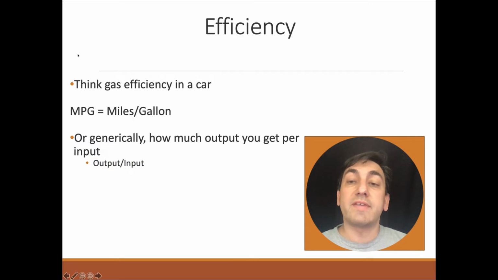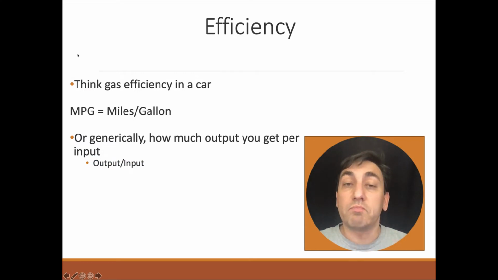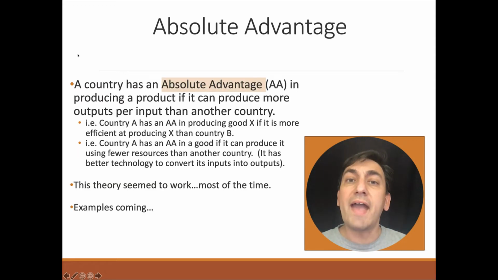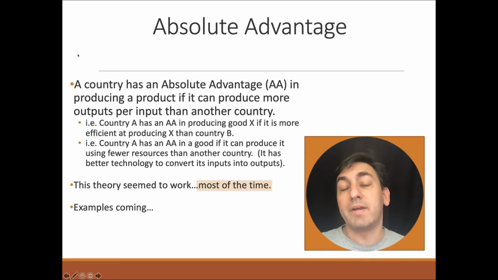So he was really saying, if you can grow more grapes per acre of land, then you should be growing grapes. If you have better technology, you should be doing that. That concept is called absolute advantage. And we're just going to say a country seems to have an absolute advantage in producing a product if it can produce it at more output than input than another country. This concept seemed to work a lot of the time, but not perfectly.